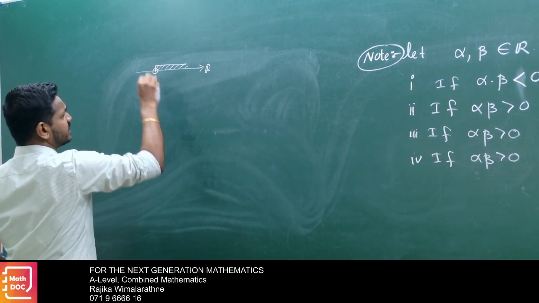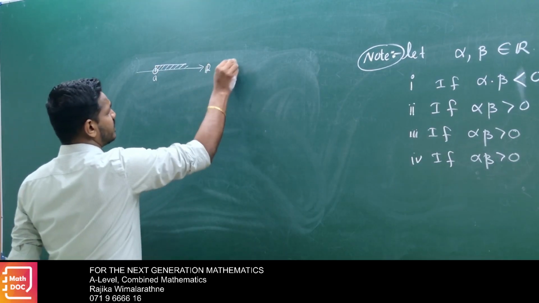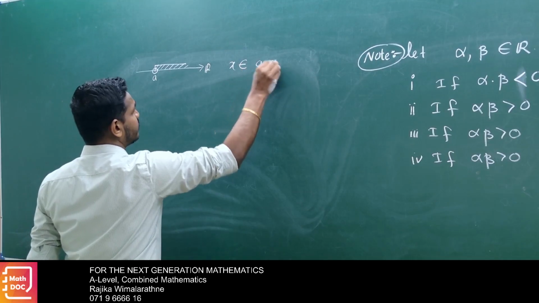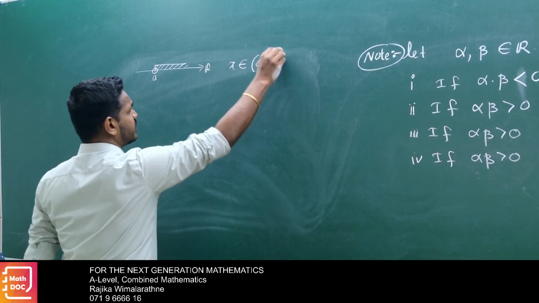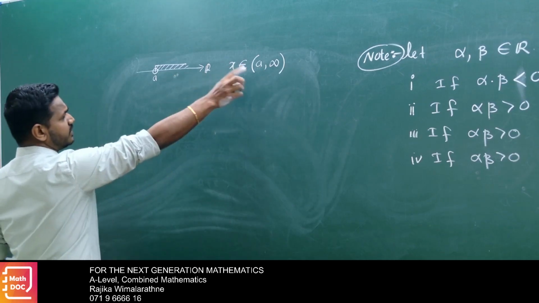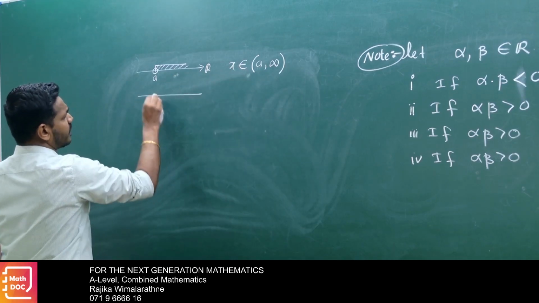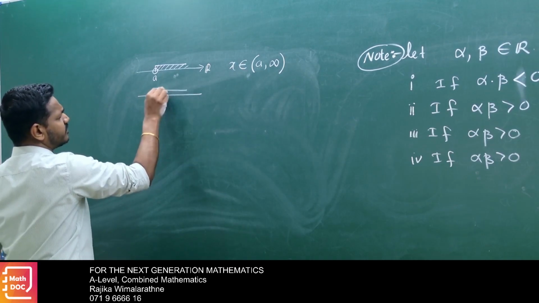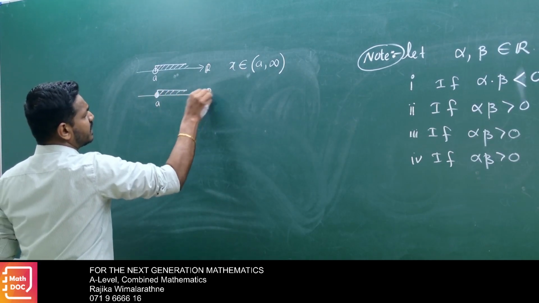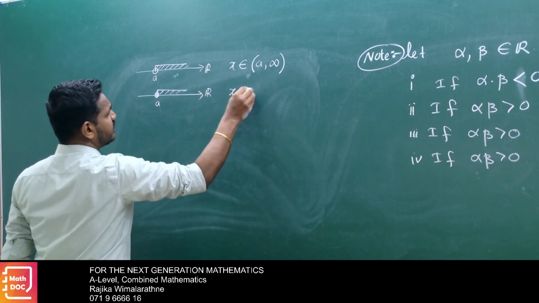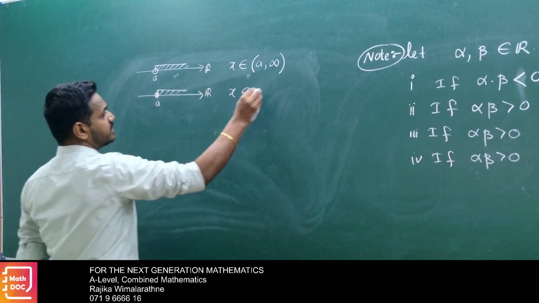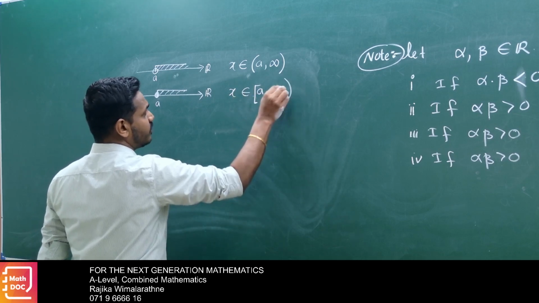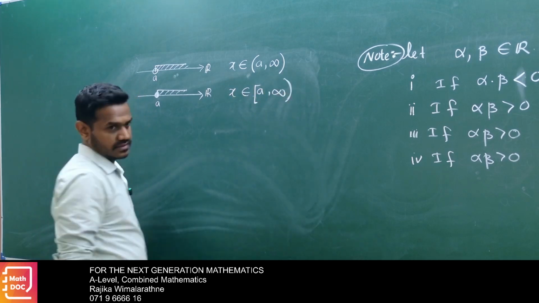We can represent this one algebraically. X element of minimum value A, higher value infinity. Here open. Same thing we can denote this way. Here A, this is an included one. Then here we can represent X element of A closed, using a curly bracket here, and infinity always open.